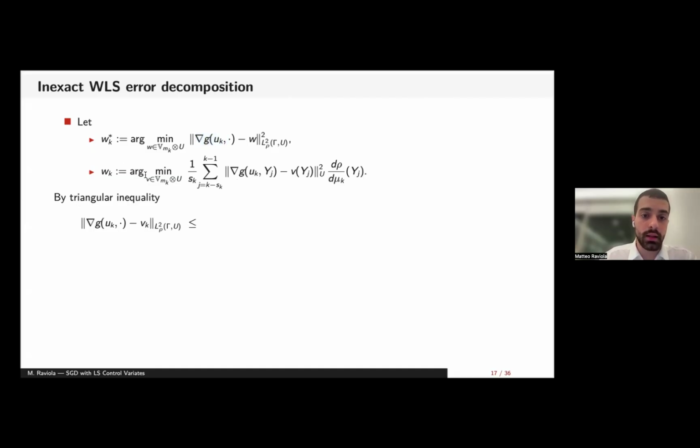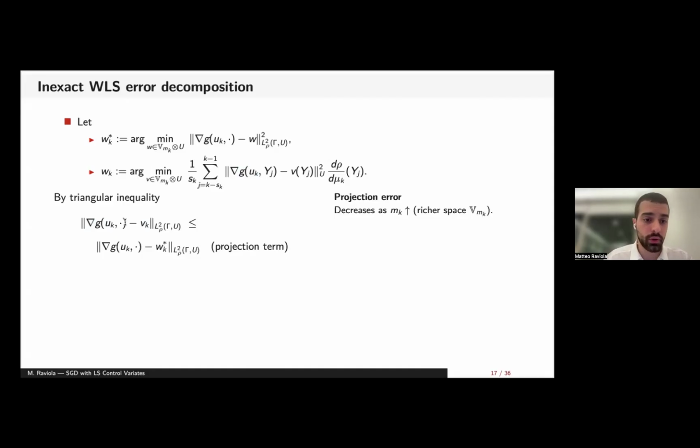Then WK instead is the discrete projection based on exact data, right? So now we have that WK uses data at UK, but at the same collocation points Yj, and then by just the triangular inequality, we can decompose. So this is the error that we have. Our model VK versus our target function G, and the error decomposes in the following way.